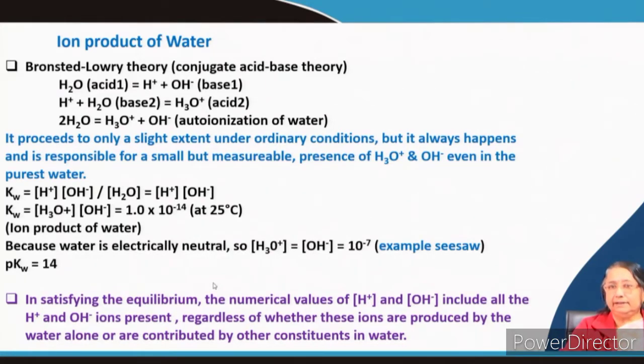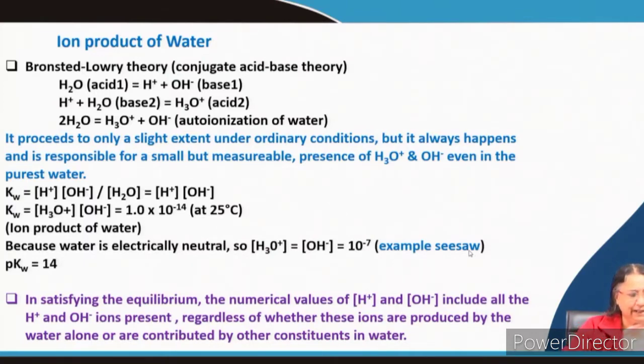This is most important, and Kw is called the ion product of water. Because water is electrically neutral, that means H3O plus concentration is the same as the OH minus ion concentration, and this is nothing but 10 to the power minus 7, and pKw is 14. Now, I will show you some seesaw.